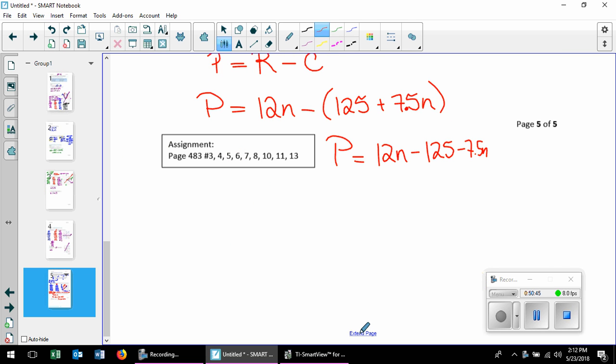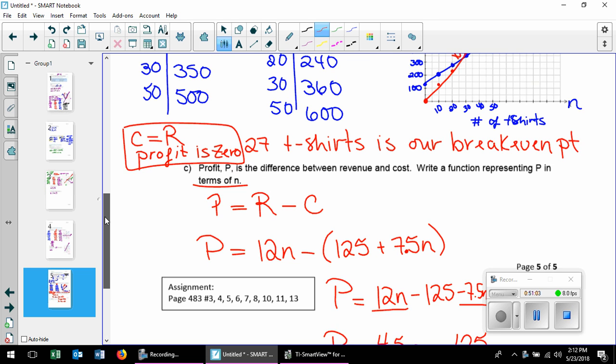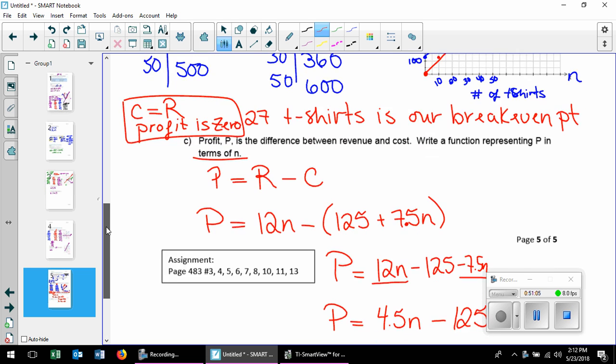Can I tighten that up a little bit? I can combine like terms. So profit is equal to 4.5n minus 125. Okay? So far, that's it.